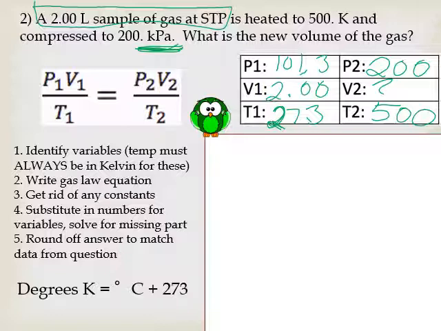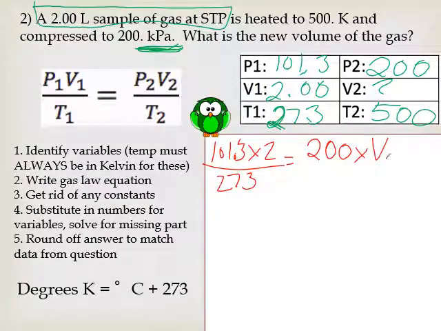All right, let me change my ink color and let's get to it. We're going to fill this in, and I'm not going to write the P1, V1, T1 because it's over on the side of the screen. We did that before. I'm going to start to fill my numbers in. 101.3 times 2, I'll write it as 2 instead of 2.00 to save some space, divided by 273, is going to be equal to 200, that's our new pressure, times the V2 that we don't know, divided by 500, that's our new temperature.